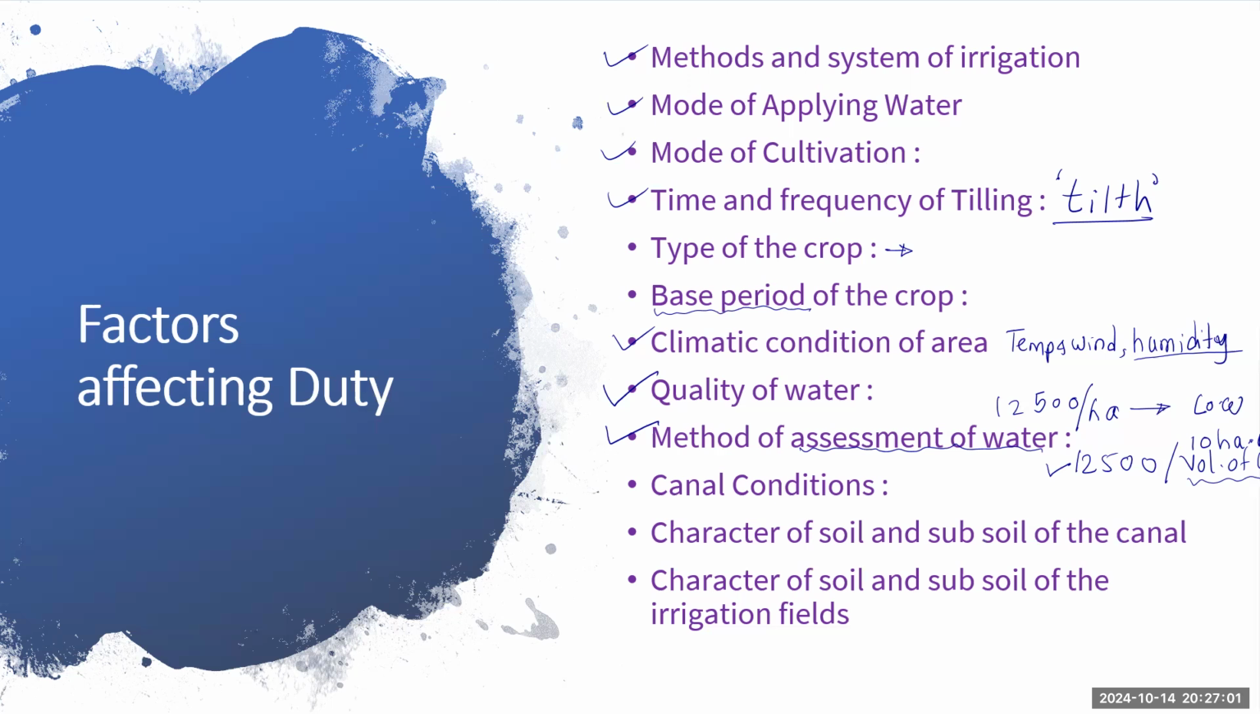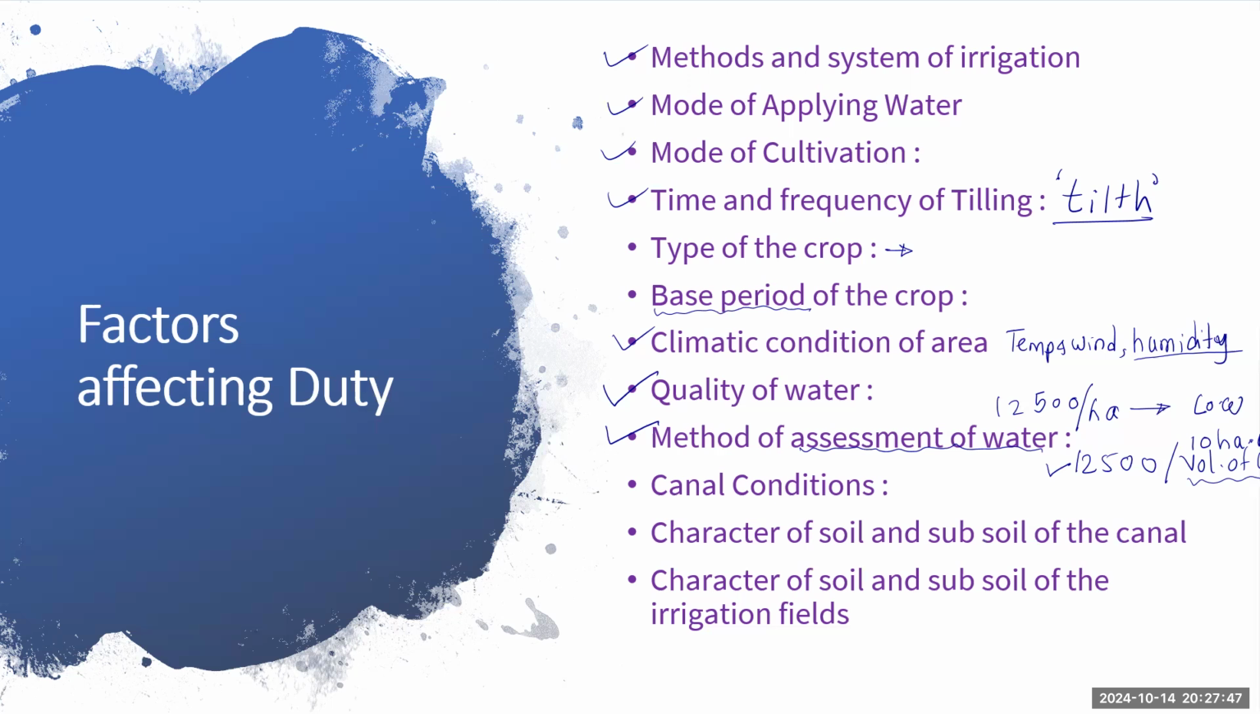Next is the type of crop. So we know that some crops need maximum water, like rice, like sugar cane. We know that the delta for rice is 120 centimeter. For sugar cane, it is 90 centimeter. So here the water requirement is higher and which results in lesser duty. If the crops need more water, then duty will be less. If there is a crop like gram, in that case, a very less quantity of water is required. So in that case, duty will be high. So based on the type of crop, this duty is varying.